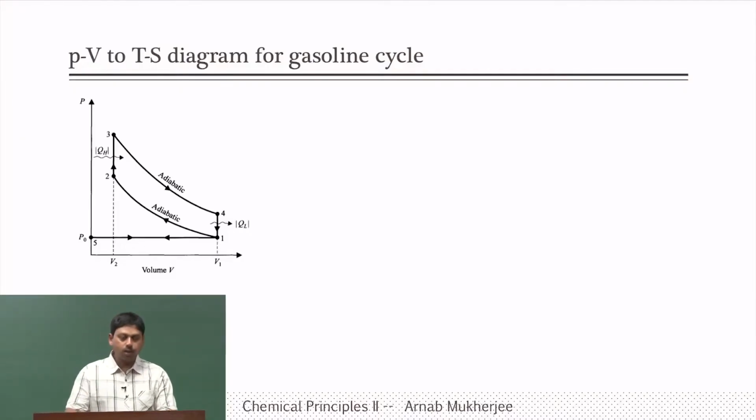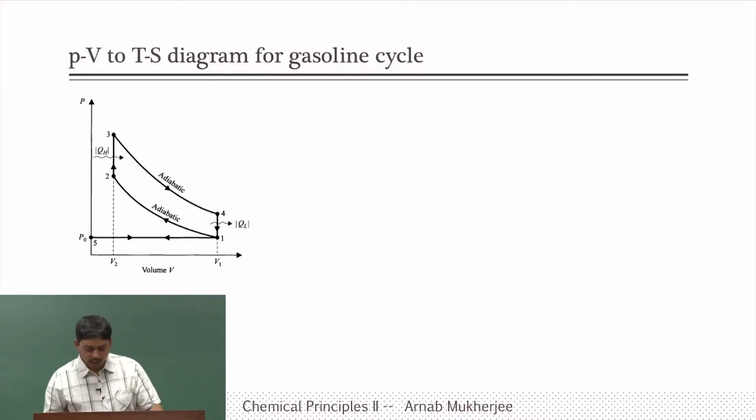Now, we want to do some problems associated with entropy calculations, and we are going to start with PV to TS diagram. So, we have already calculated PV to TS diagram for Carnot cycle, right. Now, we are going to do it for some other cycles and associated problems. Let us say we are going to calculate for gasoline cycles first. So, in gasoline cycles, first step 1 to 2 is an adiabatic step.